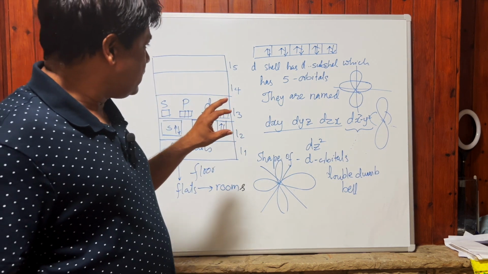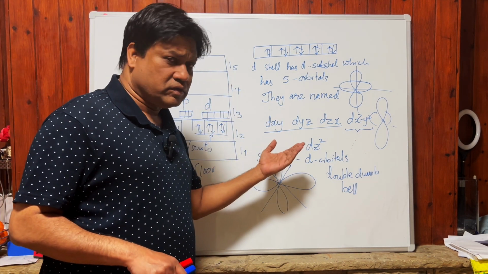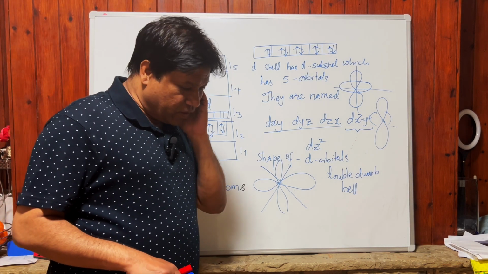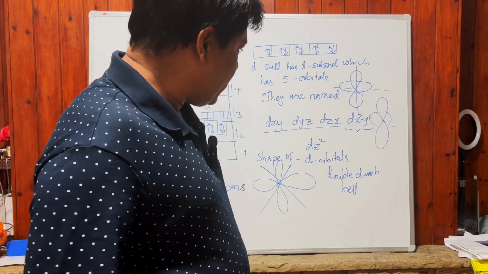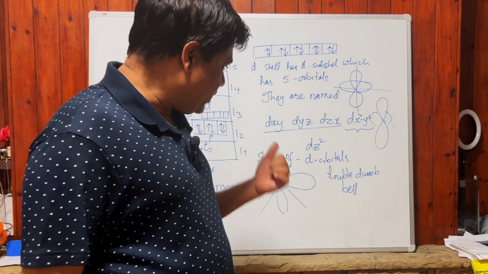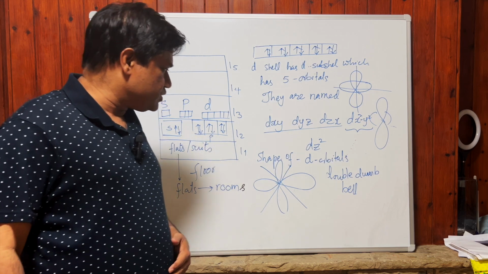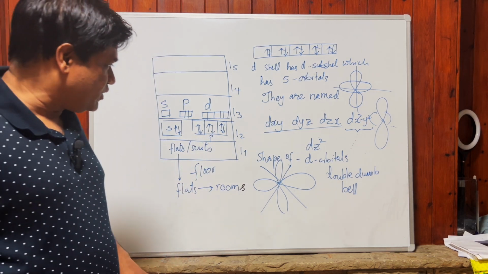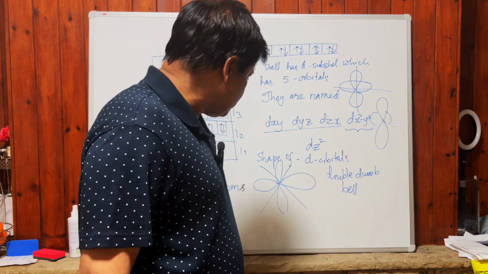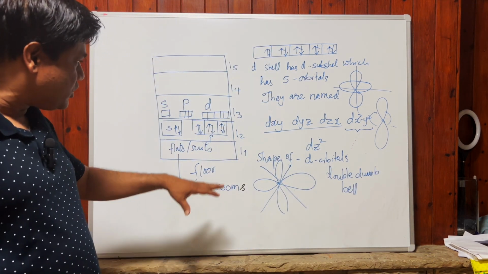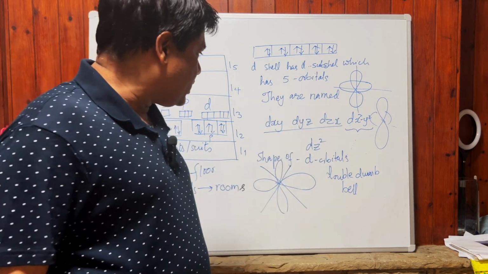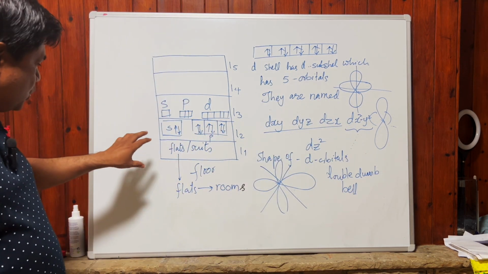I've already discussed the electronic configuration and filling of orbitals with electrons by following the Aufbau principle in my previous video. Please watch my previous video, as this is the continuation of that video. I have already explained the shape of the s orbital, p orbital, and d orbital.